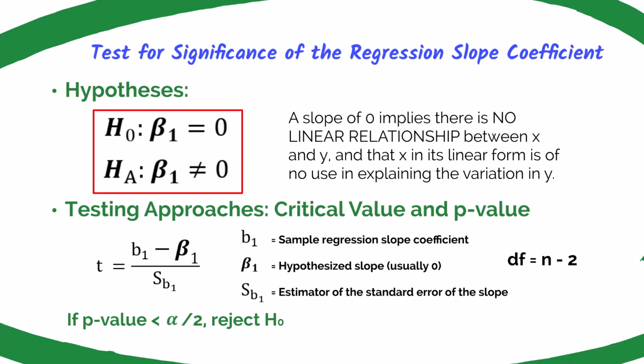Here we have the hypothesis test, which is a two-tailed test. A slope of 0 means there is no linear relationship and would not be useful in explaining the variation in Y. If the slope is not equal to 0, meaning some positive or negative number, then there is some linear relationship.